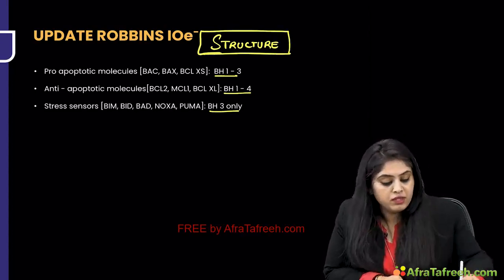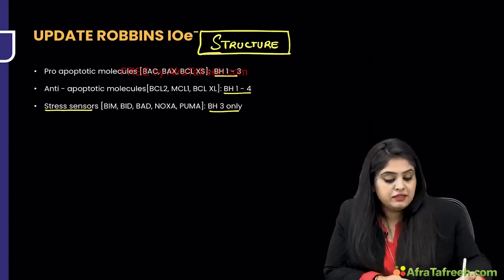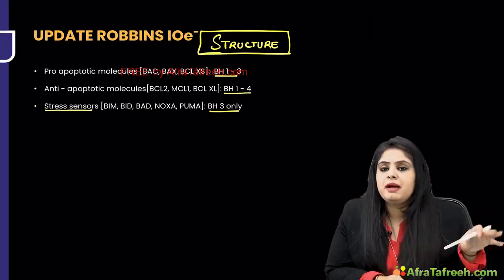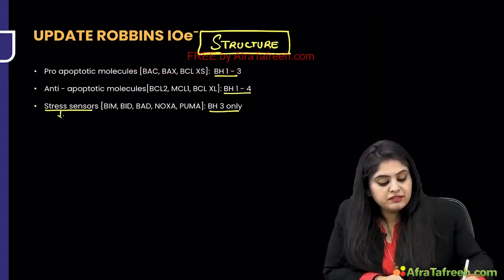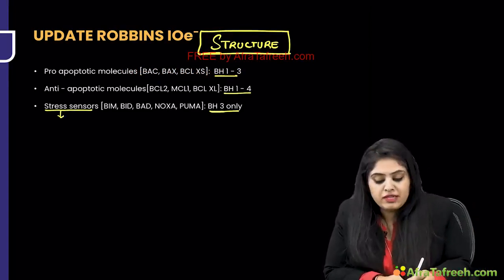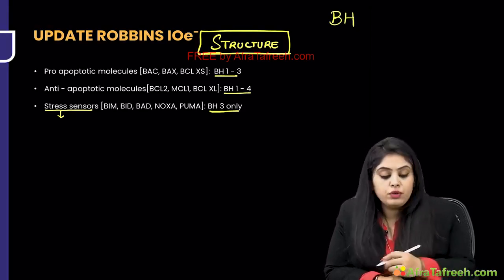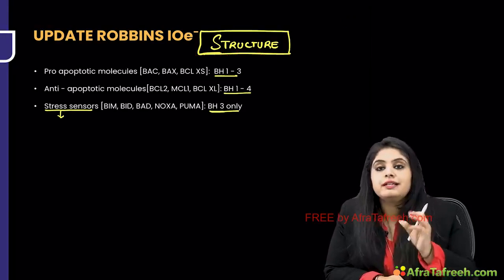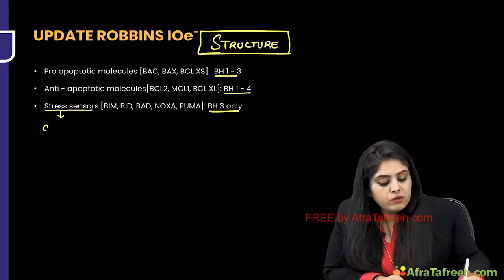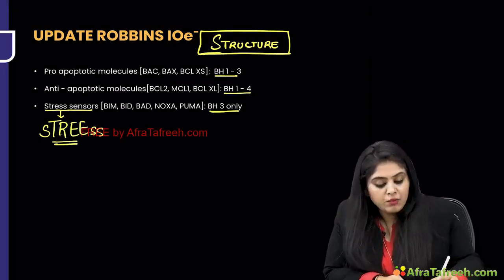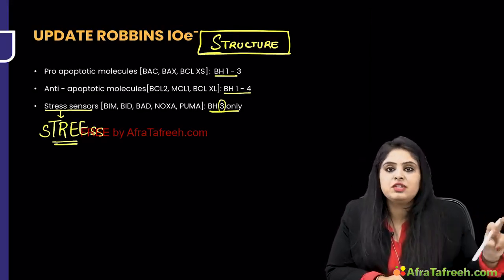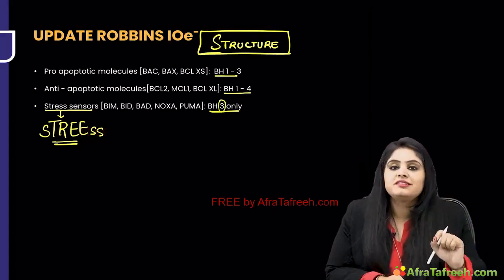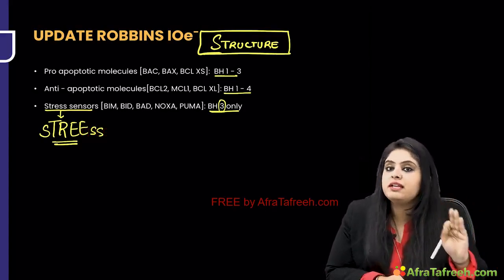The first molecules that you had were the stress sensors. Remember that rhyme? Bim bit bad noxa puma, right? So please remember, how many BH domains do stress sensors have? BH is actually BCL homologues. I don't want you to learn so much information, I just want you to learn that there are some structures in it. Remember, the way you write stress sounds like tree, or 3. So how many BH domains is it going to have? It is only going to have BH3. So stress sensors, bim bit bad noxa puma, have only BH3.